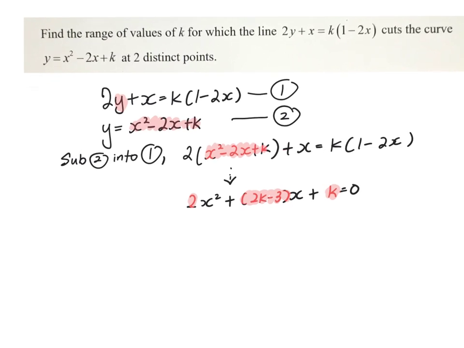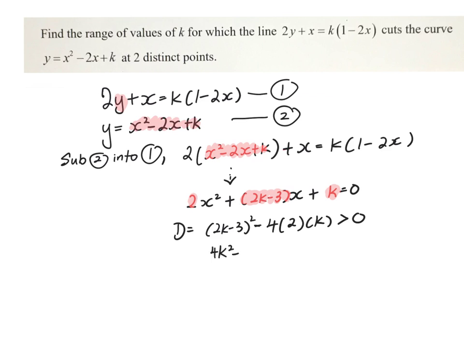And from here, b squared minus 4ac, because it's a discriminant, right? You know there are two distinct points, so there are two solutions and the discriminant is greater than 0.